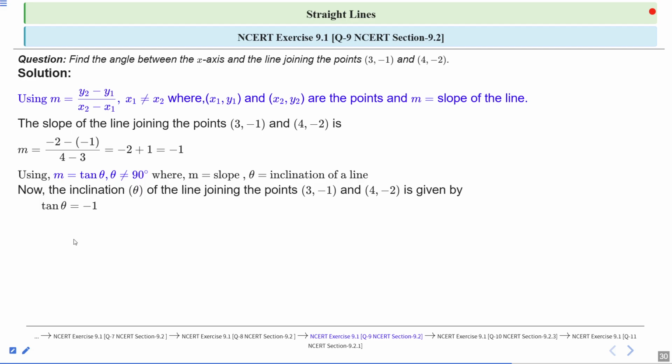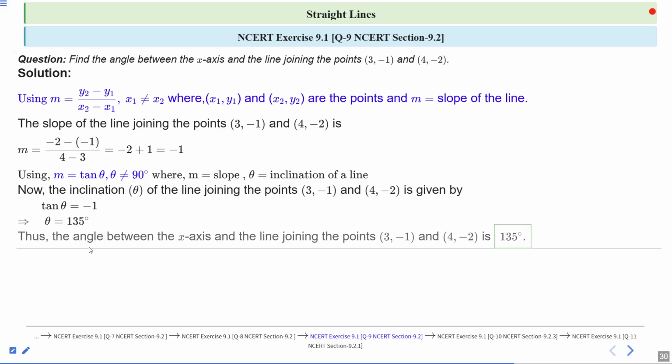And it implies theta is 135. You can find tan theta, which is basically equal to tan of (180 degrees minus 45 degrees), and from there you will get theta equal to 135 degrees. Thus the angle between the x-axis and the line joining the points (3, -1) and (4, -2) is 135 degrees, and this is the final answer.